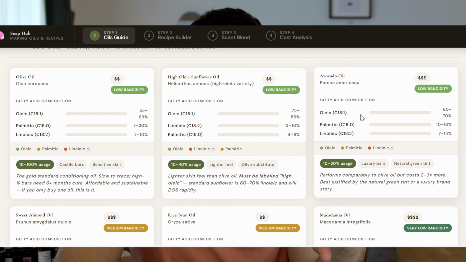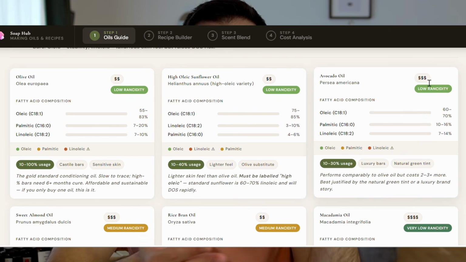Tell me about avocado oil. Avocado oil is another one. Its fatty acid composition is great. Low linoleic acid concentration, high oleic acid concentration, a bit of palmitic acid. It's perfect. Look at that. It's very expensive. You don't get anything extra compared to olive oil. Olive oil is a better alternative because it's cheaper.